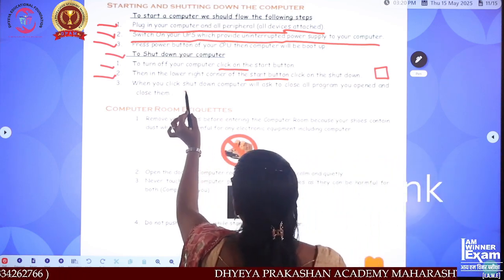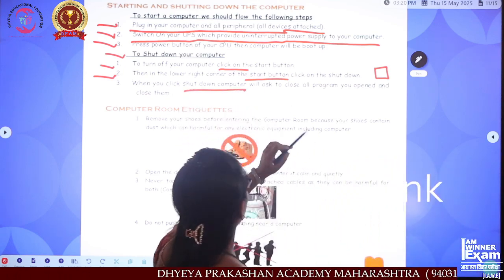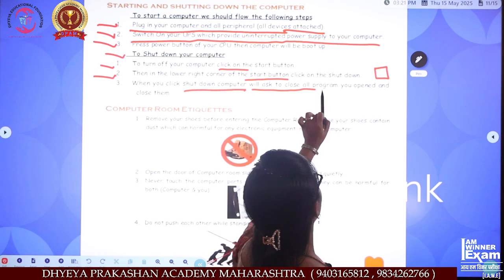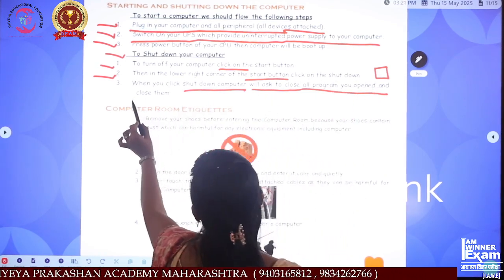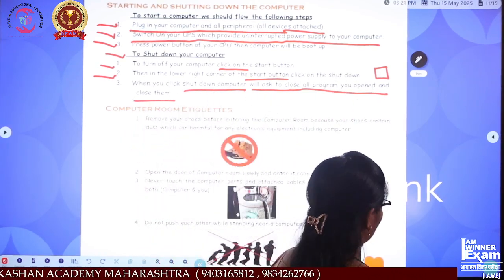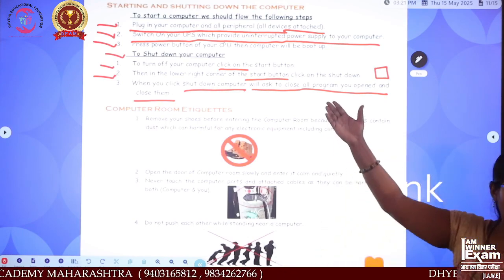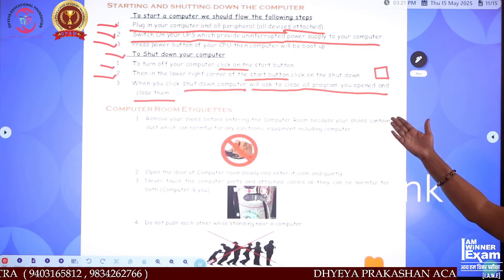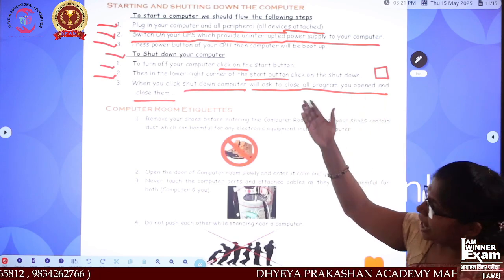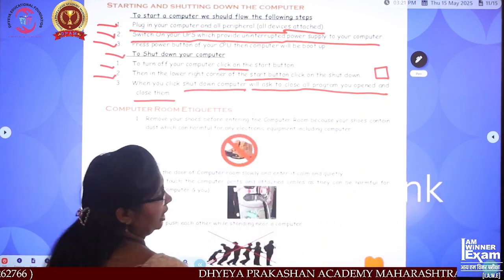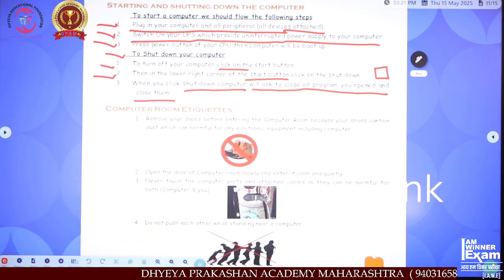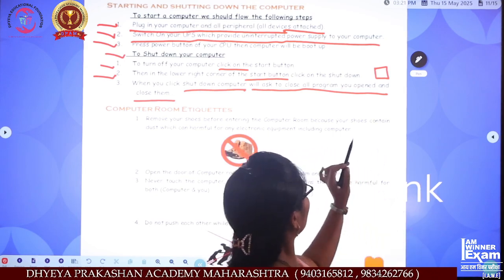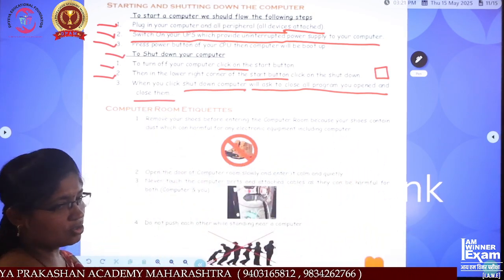When you click shutdown, the computer will ask to close all programs you open and close them. Close all programs, the programs and files that you have kept open, do you want to close them? When you click the shutdown, the computer will ask to close all programs you open and close them.